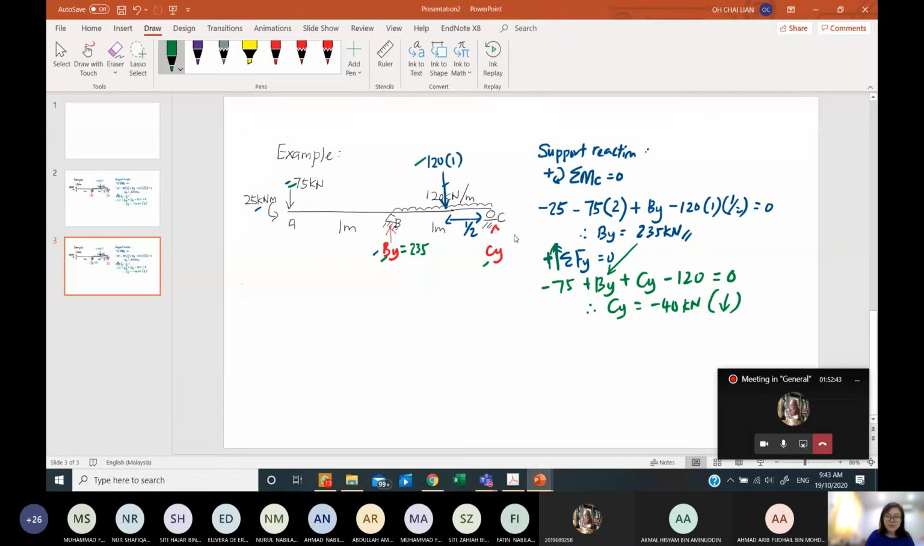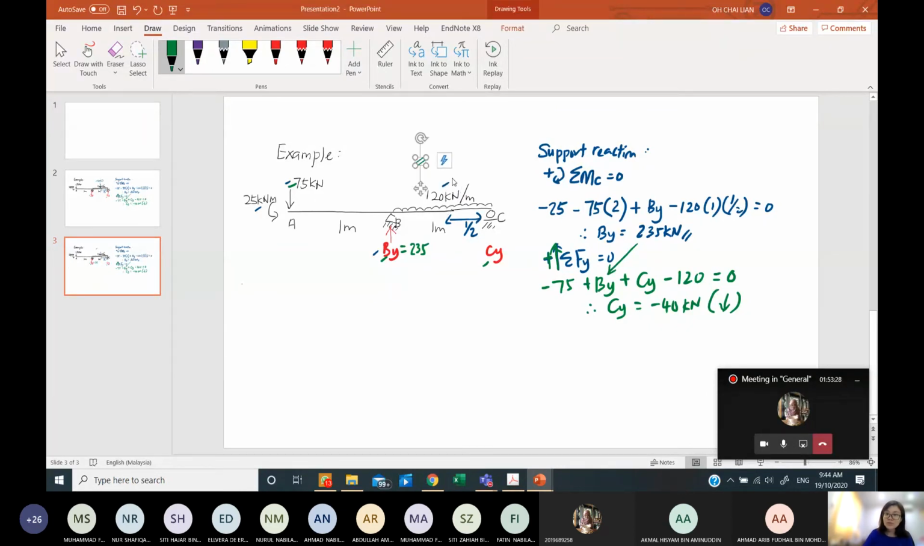I try to understand why you say the answer is 3. Is it because you want to cut a section before this 120 resultant force and after? You should not do that, because in the real case it is not 100 kilonewton. It is 120 kilonewton per meter. We put in the resultant force to make it easy to get the bending moment. In this case, I will take this out so that you won't be confused.